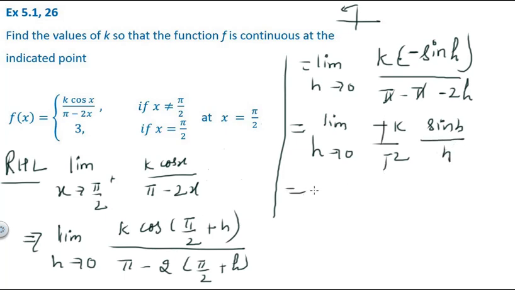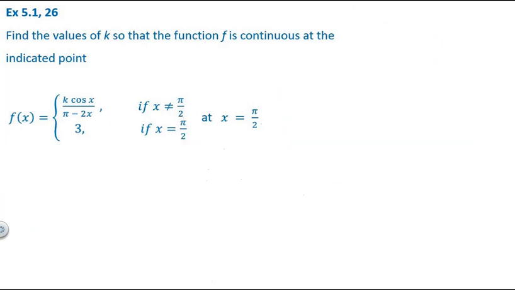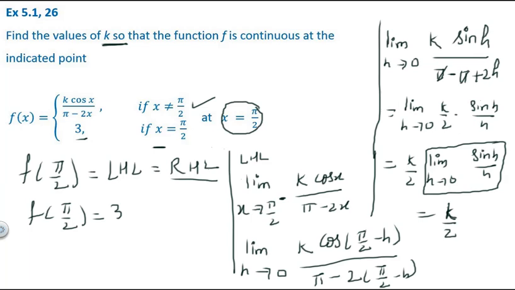So we again have k by 2 limit h tending to 0 sin h by h, which you know, as applied in the LHL also, is equal to 1. So we are getting what? K by 2. Okay, and what was f of pi by 2? Which is 3. So now because it is continuous, we will equate it, right? As you can see, I have written here, we are getting the values.